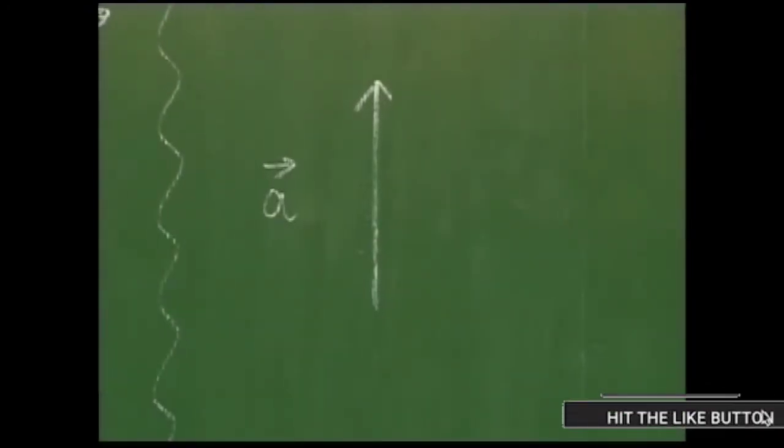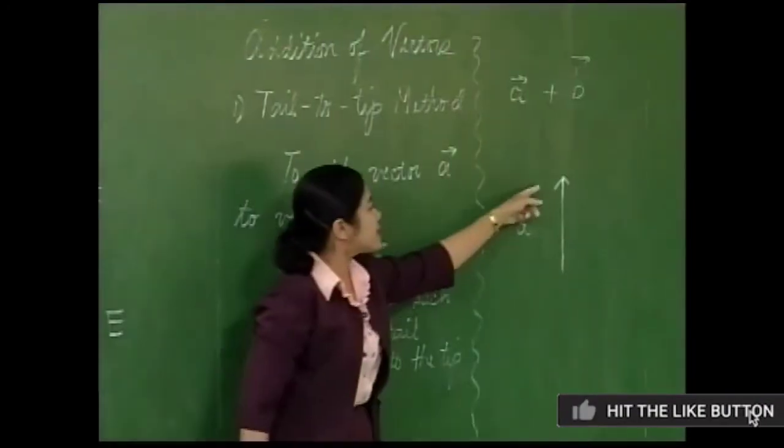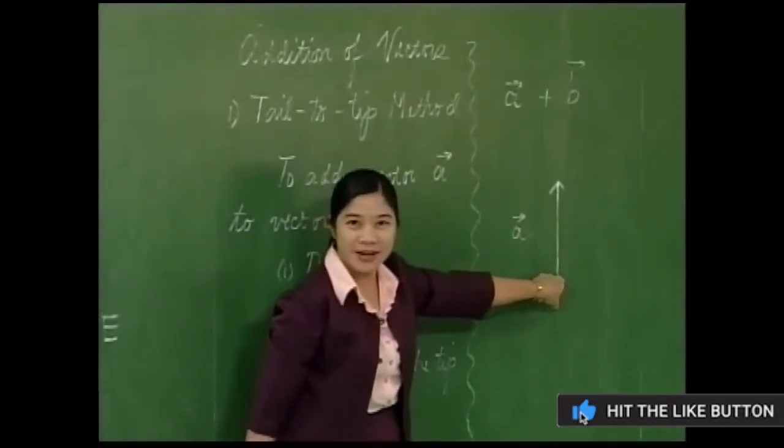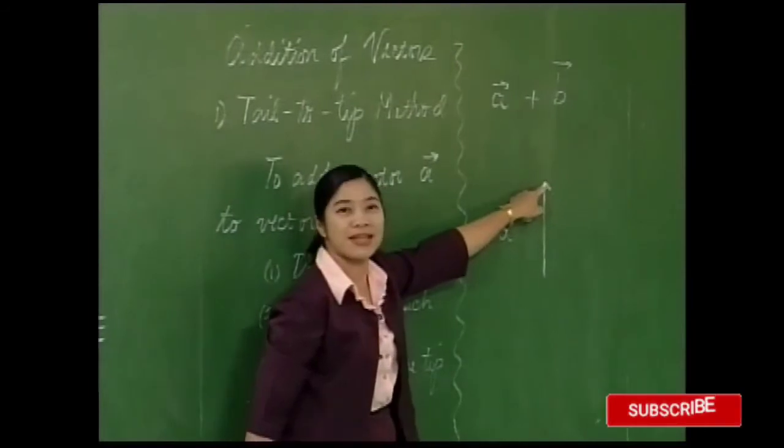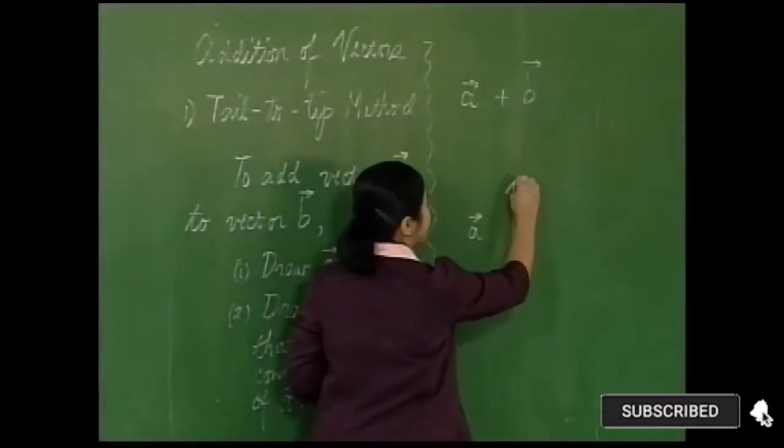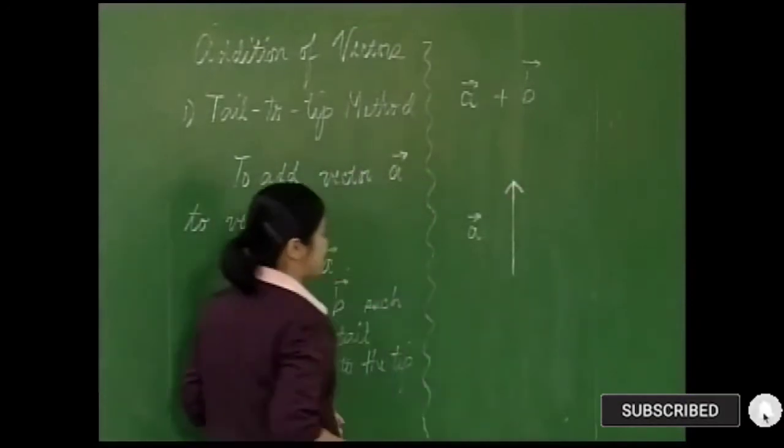Okay, now I'm talking about tail and tip. The tail of the vector is of course this part, and the tip is the arrowhead. So this is the tip of the vector and this is the tail.